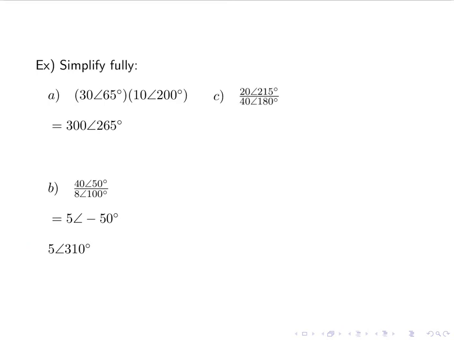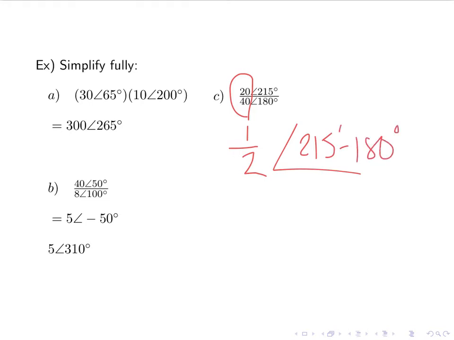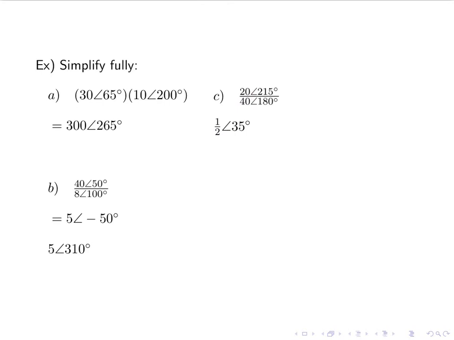Here's another one with division. We have 20 with an angle of 215 degrees divided by r being 40 and the angle of 180 degrees. So again, I'm going to divide my r's. So 20 divided by 40 is a half. And then I'm going to subtract my angles. So 215 minus 180 will give me 1/2 with an angle of 35 degrees.